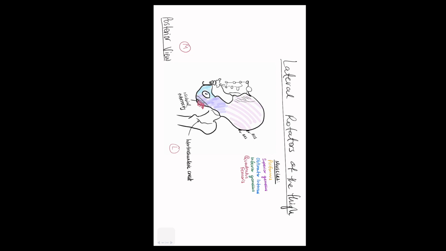So we have the Quadratus femoris muscle coming from that lateral aspect of the ischial tuberosity and inserting into that quadrate tubercle found on the intertrochanteric crest. So that's our Quadratus femoris muscle done.